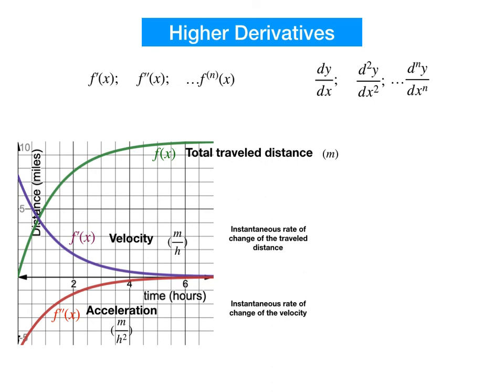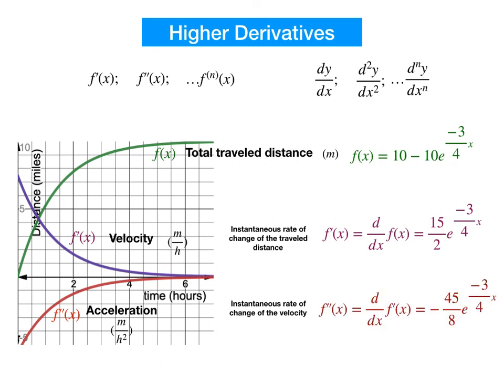If f of x is a total travel distance function, you have a function that describes the distance. You can find the velocity at a certain point by finding the first derivative, and you can find the acceleration at a certain point by finding the second derivative of the function. In this case, the travel distance is an exponential function, the first derivative is also an exponential function, and the second derivative is also an exponential function.